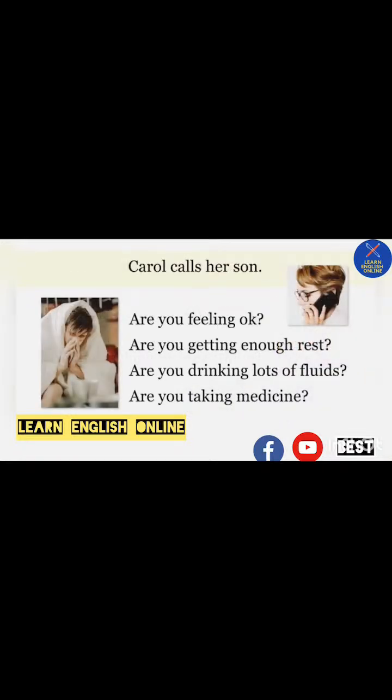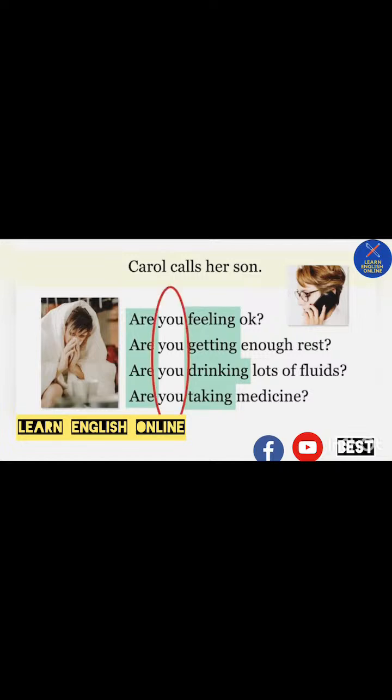Here are some more examples. Carol calls her son. She has a lot of questions. Are you feeling okay? Are you getting enough rest? Are you drinking lots of fluids? Are you taking medicine? Look at all of these questions. They all have the be verb and a verb with ing, and the subject is in the middle.